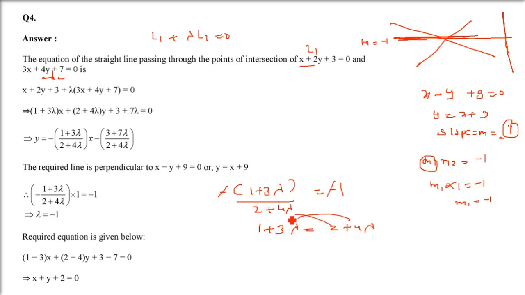And then you take this here, you get lambda equals minus 1. Lambda 1 minus 2 is minus 1. Lambda minus 1. Now put it here, in this equation you can put it. So what do you get? 1 plus 3 into minus 1.